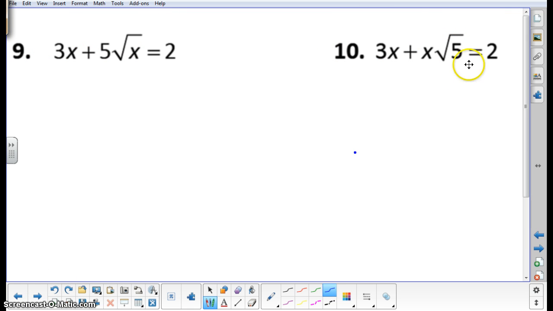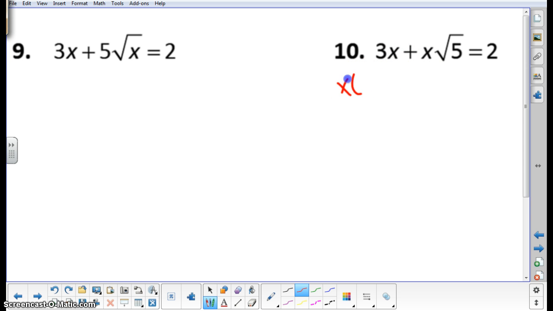Okay, I'm going to skip down to problem 10 because this one has a wrinkle to it, and I want to make sure that you see what the wrinkle is. So we evaluate it first, and we discover that the x is not in the radical, and this x is not in the radical either. So we don't have to square because we don't have any variables under the radical.